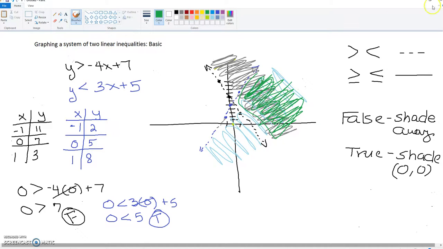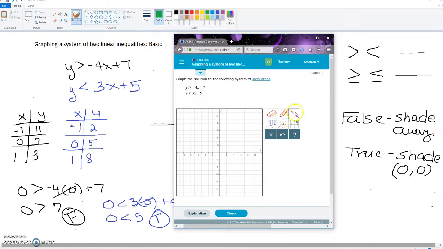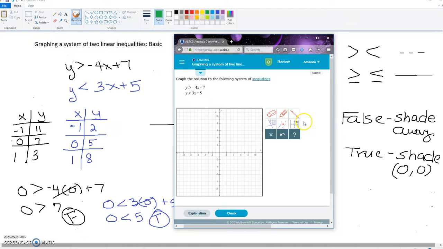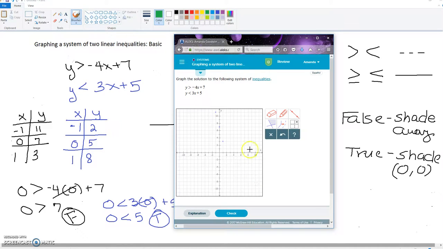So knowing that, I'm going to go ahead and pull up our problem on Alex. I did not draw the lines already. I should have, but that's okay. We can plot these real quick. And there's that one. We've got 0, 7, and 1, 3. Connect both of them. Remember to change our line to dashed.